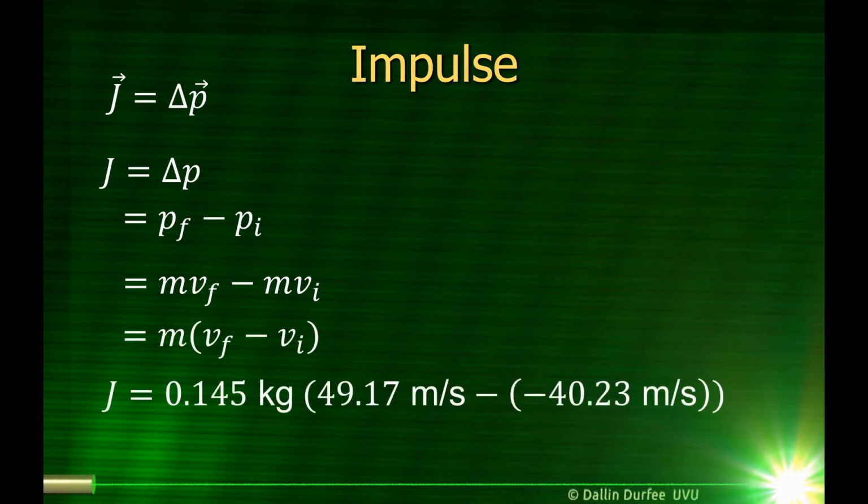The mass of the ball is 0.145 kilograms. The final velocity is 49.17 meters per second. I made that positive, so I'm implicitly saying the final direction of the ball is what we call the positive direction. The initial velocity then is in the negative direction, so it's negative 40.23 meters per second. Plug it all in, and the impulse that we give the ball is 13 kilograms meters per second.